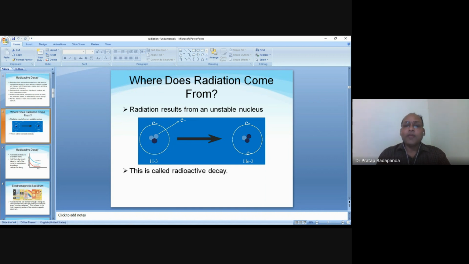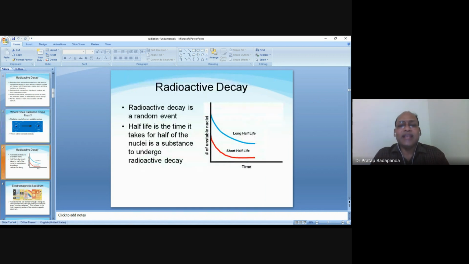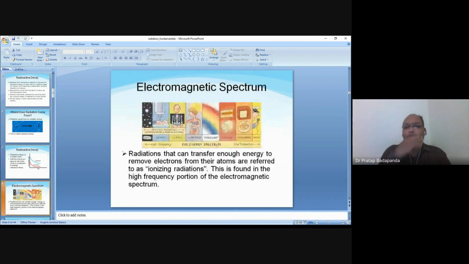Okay, if you come down to these things, radioactive decay is a random event. It is going on. Random event. Half-life is the time it takes for half of the nuclei in a substance to undergo radioactive decay. So this is the half-life. Half-life is an important area because we cannot calculate the full things.